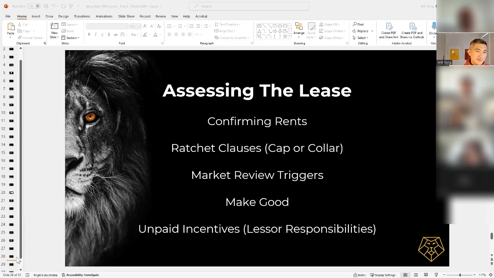Now, obviously, when the deal gets serious, you're going to get a lawyer involved, and the lawyer will then go through the lease word for word and pick up any red flags and things like that you guys need to be aware of. Make sense so far?